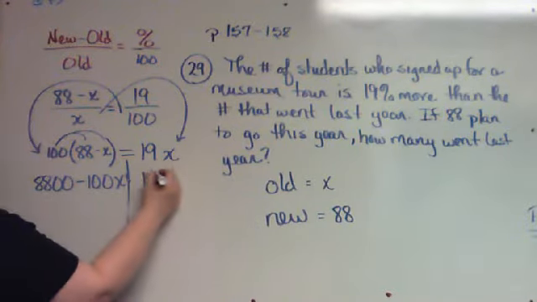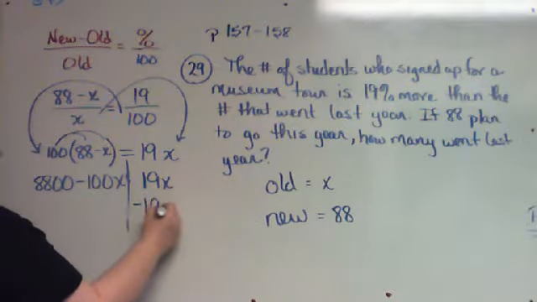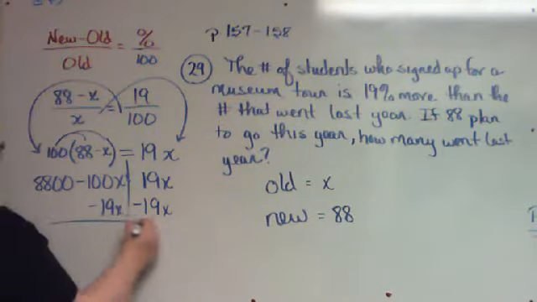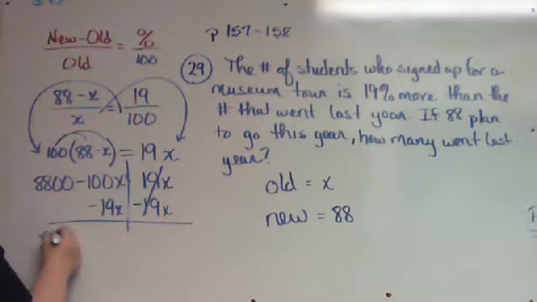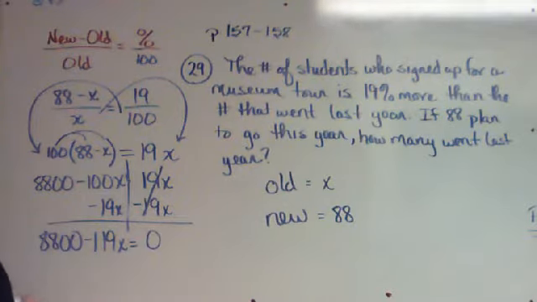And over here I still have my 19x. Well, now what do I need to do? Now I got x's on both sides. So we learned that means that I have to subtract 19x from both sides. Which gives me 8,800 minus 119x is equal to 0, because that's what's left over there. And then I have to subtract the 8,800 from both sides.